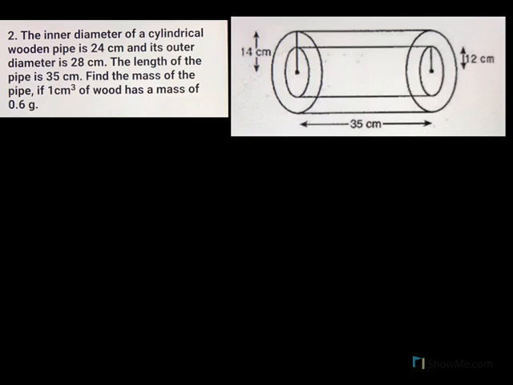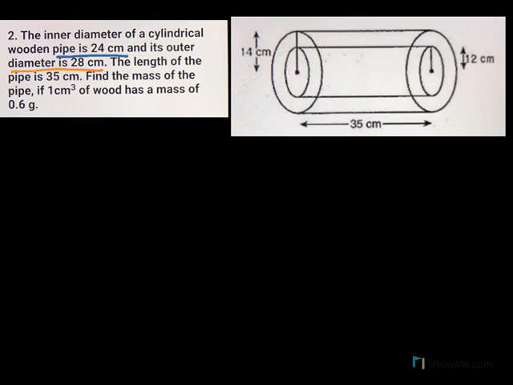The inner diameter of a cylindrical wooden pipe is 24 centimeters and its outer diameter is 28. The length of the pipe is 35. Find the mass of the pipe if 1 centimeter cube of wood has a mass of 0.06.